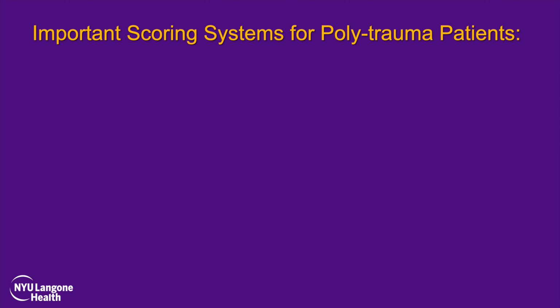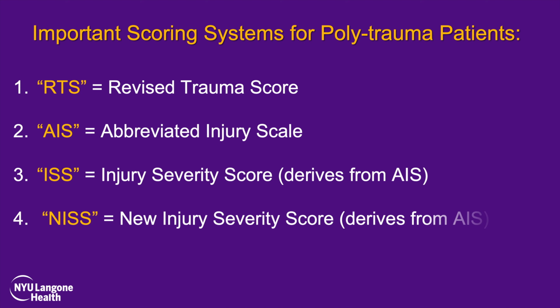Some other important scoring systems for polytraumatic patients. I don't know that all these are really testable, but I think a few of them are. I'll go over briefly the RTS, Revised Trauma Score, the AIS, Abbreviated Injury Scale, the ISS, Injury Severity Score, and the NISS, the New Injury Severity Score. The last 2 of these both derive from the Abbreviated Injury Scale, so I think it's important to understand the relationship between these 3. The RTS a bit less.